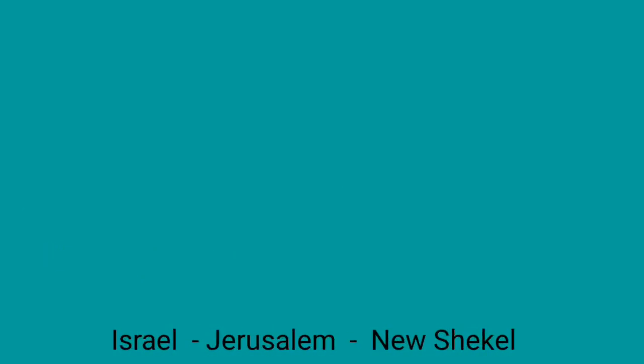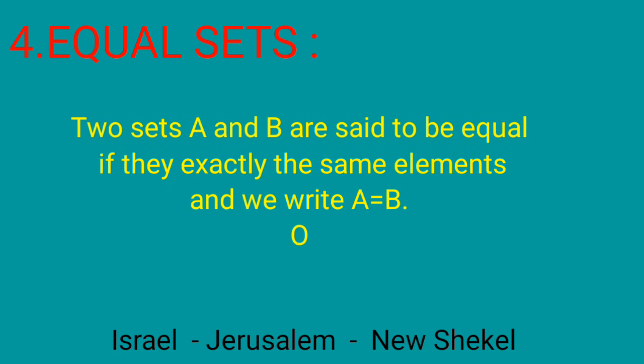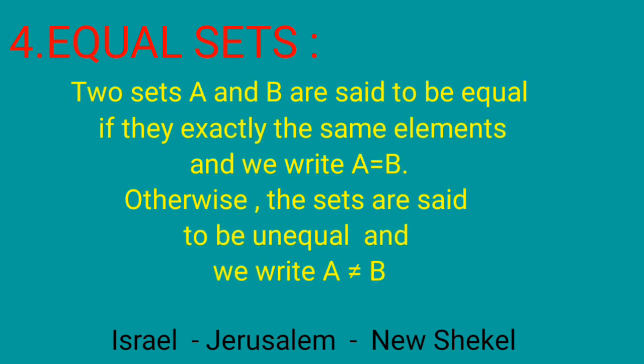The last topic of part 2 of set theory is equal sets. Two sets A and B are said to be equal if they have exactly the same elements, and we write A equals B. Otherwise, the sets are said to be unequal and we write A not equal to B. For sets to be equal, they have the same number of elements and the same elements, and the position of the elements does not matter.